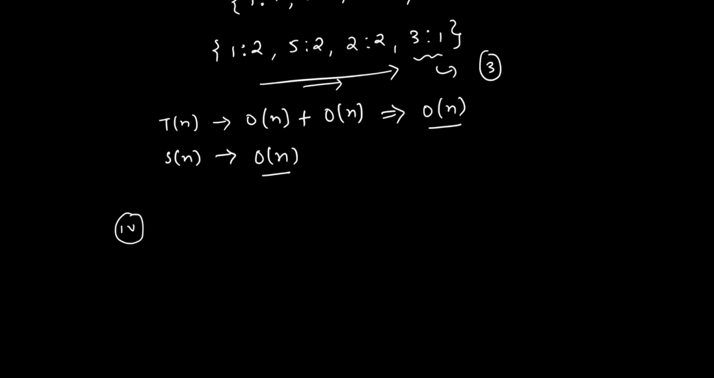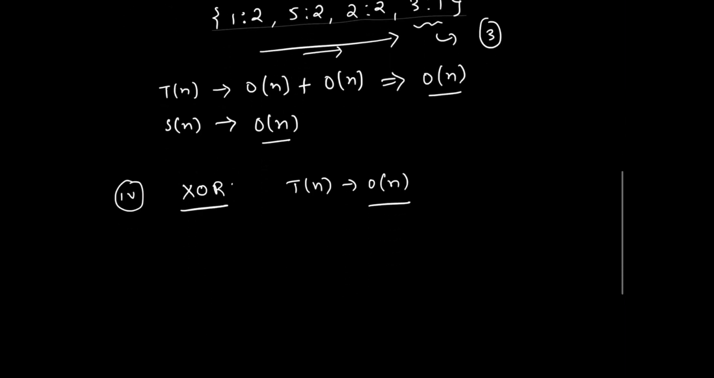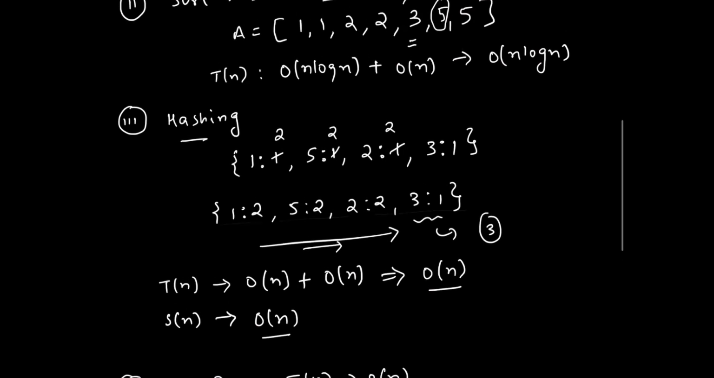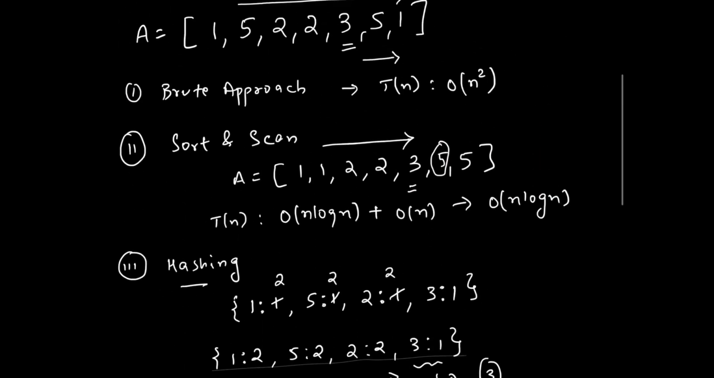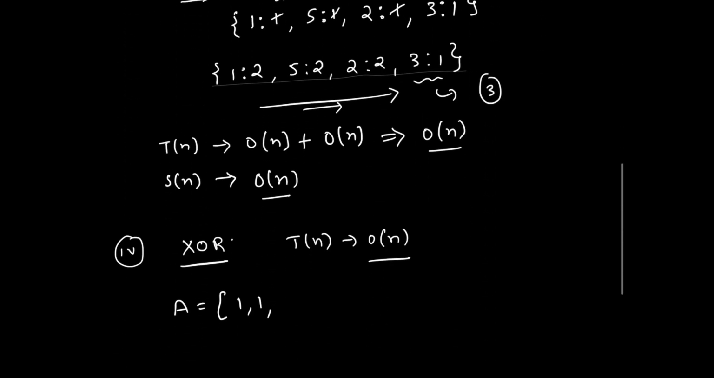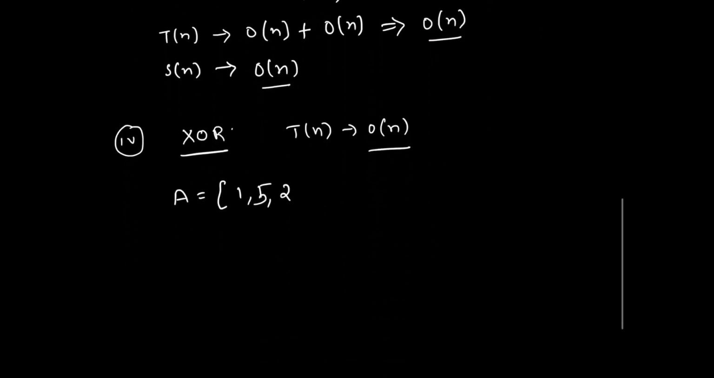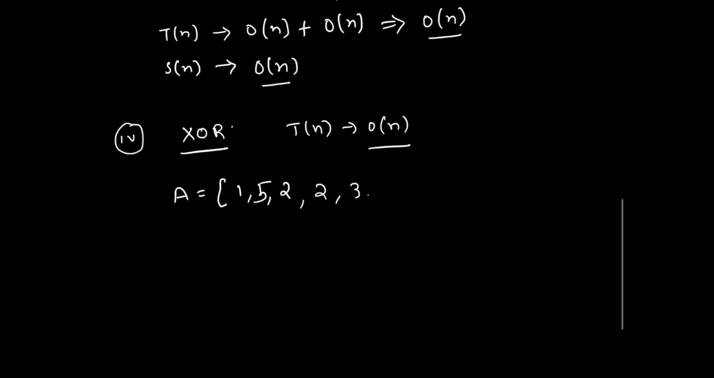So now finally let's look at the XOR operation. Using XOR, we can solve this in O(n) time complexity without using any extra space. For simplicity, I'll just copy the array again. My array is 1 5 2 2 3 5 1.